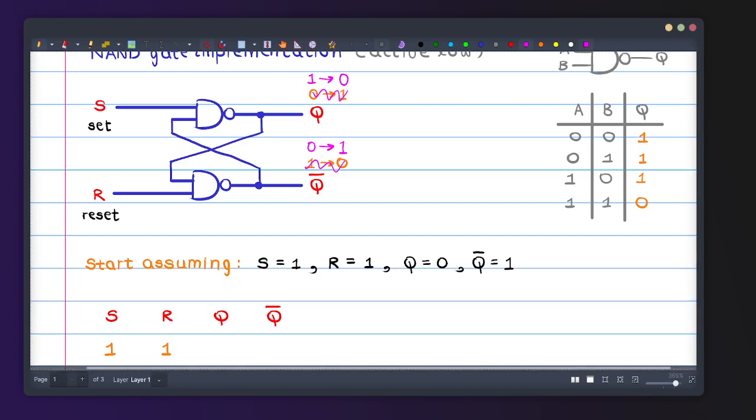So setting means to set the gate or set the circuit to a 1. Resetting means to sort of get it back to a 0. That's actually what reset and set means. So hopefully that's clear to you.